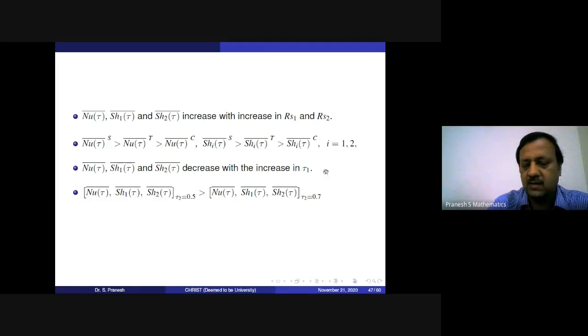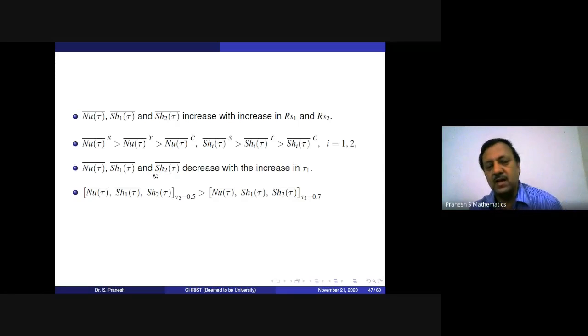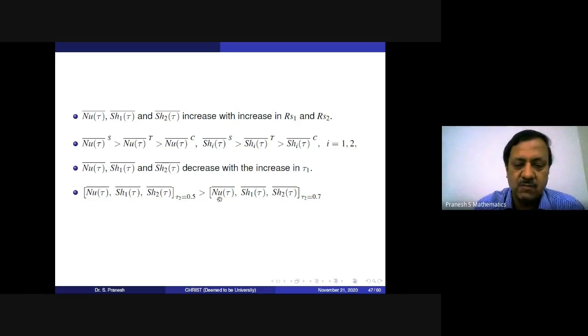And as for diffusivity ratios, the heat and mass transfer will decrease with the increase in the diffusivity ratio. But when you take the other type, that is with tau2, the third component that we are adding, we get a reverse effect with respect to tau2 here. So this I told you in the beginning.